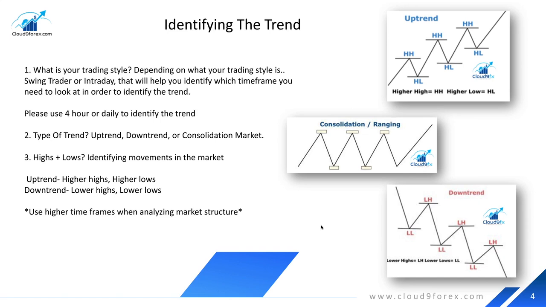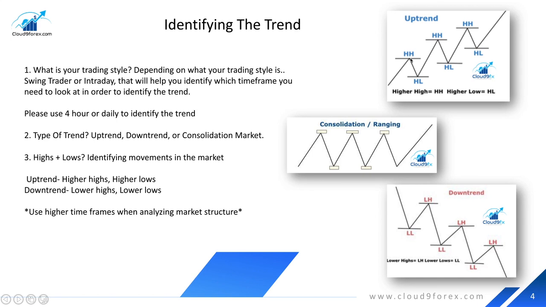What is the trend? So is it an uptrend, downtrend, or consolidation market? So the bigger the time frame, you'll be able to realize, okay, this is a clear downtrend. This is a clear uptrend. Highs and lows, identifying movements in the market. So uptrend equals higher highs and higher lows. So this is exactly what happens.